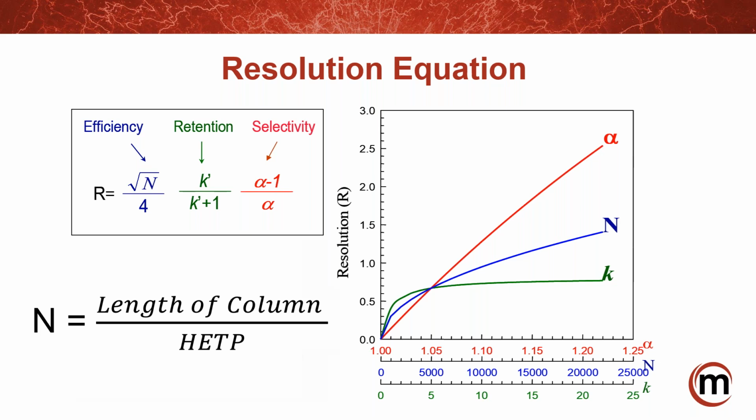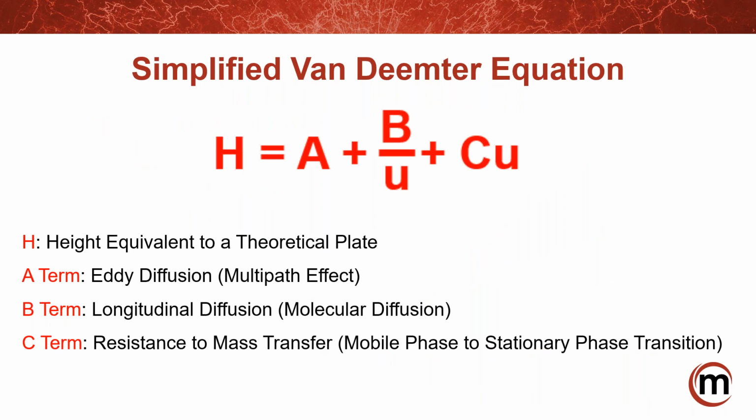The way you measure efficiency of a packed column is you take the length of that column and you divide it by the height equivalent to a theoretical plate. So the question becomes, well, I know what the length of my column is, but what's the height equivalent to a theoretical plate? Well, one way to look at it is what we call the simplified Van Deemter equation. You've seen this everywhere, and you have H, which is equal to the height equivalent to a theoretical plate, based on three terms. You have the A term, the B term, and the C term.